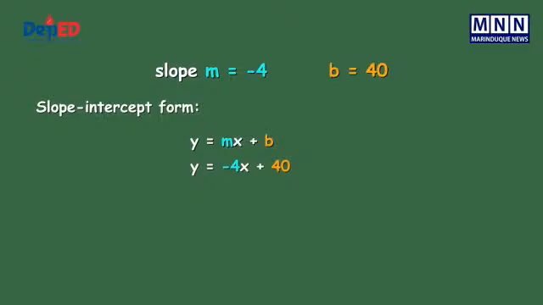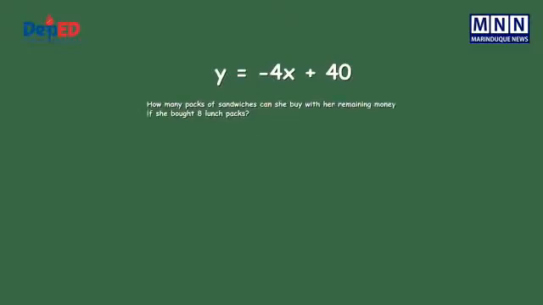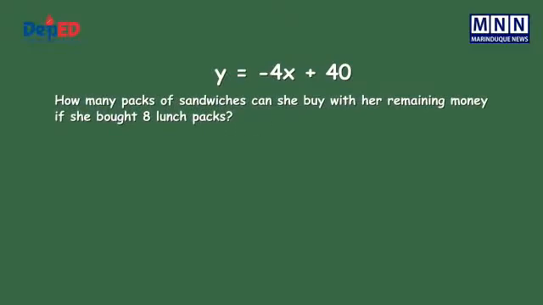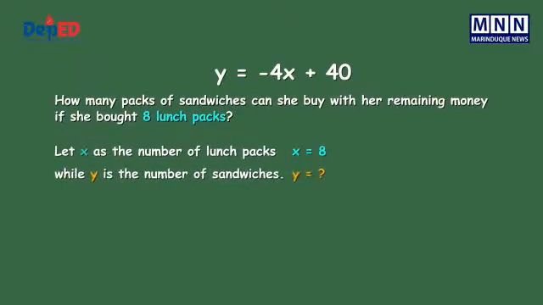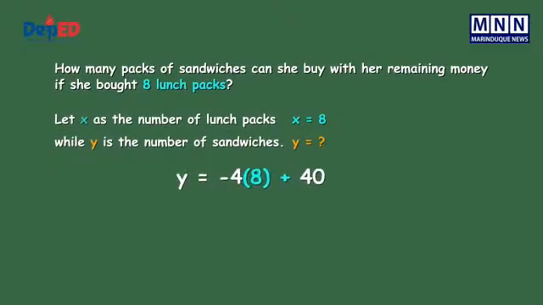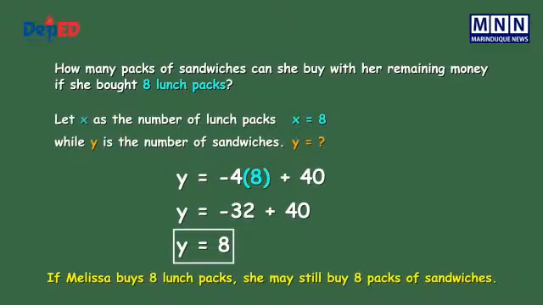With this equation, we may now solve for the unknown. We are asked how many packs of sandwiches she can buy with her remaining money if she bought 8 lunch packs. From this, we have x equals 8 and the unknown is the number of packs of sandwiches, which is y. The equation y equals negative 4x plus 40 becomes y equals negative 4 times 8 plus 40. Simplifying this, we will have y equals negative 32 plus 40, or simply y equals 8. We can now conclude that if Melissa buys 8 lunch packs, she may still buy 8 packs of sandwiches.